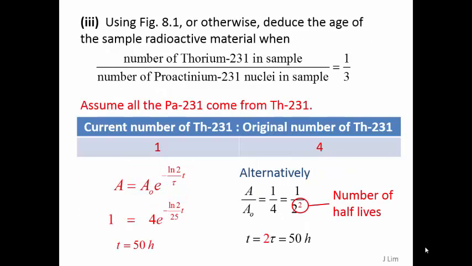We assume that all the protactinium-231 came from thorium-231. So the ratio of the number of thorium-231 in the sample to the number of protactinium-231 in the sample is 1:3. That means that the current number of thorium-231 is 1 and the original number of thorium-231 is 4. Therefore, the age of the sample is 50 hours.